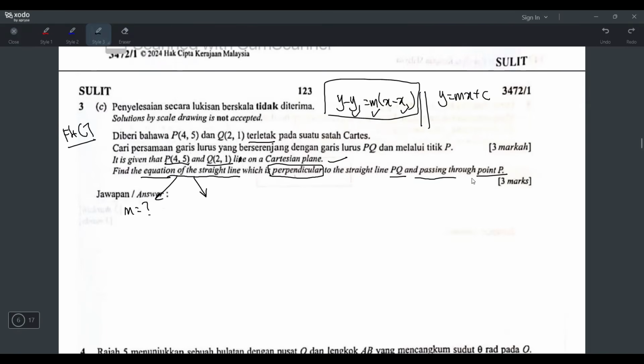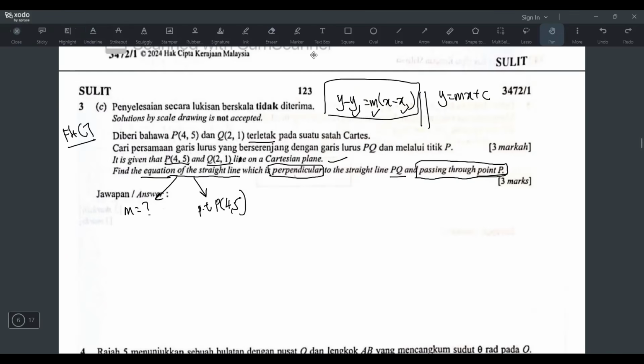So what is this trying to tell us? Passing through point P is telling us that the x1 y1 can only be substituted by point P, (4,5). So I think I have the x1 y1 already, confirmed. I don't have to do much. The only thing I need now is the M, the gradient. If I have the gradient, I can straight away put it inside this and find the equation. So did they give us the gradient? No, but they mentioned something here.